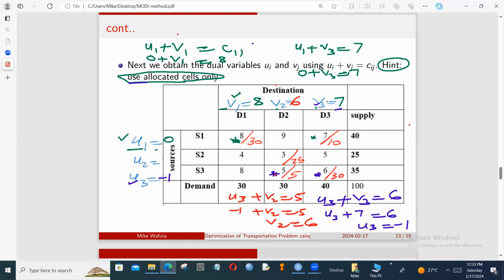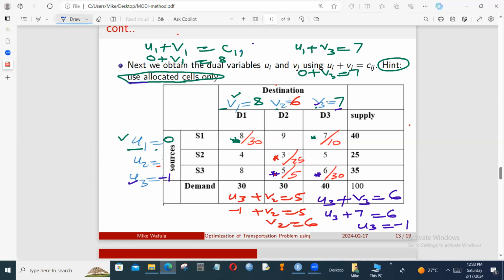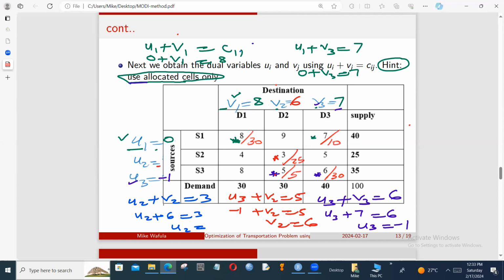And that is U2. But if I use this particular cell, now that I know V2, because U2 plus V2 now should give me a 3. That means I can still get it as well. And so I can say that U2 plus V2 should actually be equal to 3. So that means U2 plus V2, which is 6, should be equal to 3. So what is U2? -3. Good.